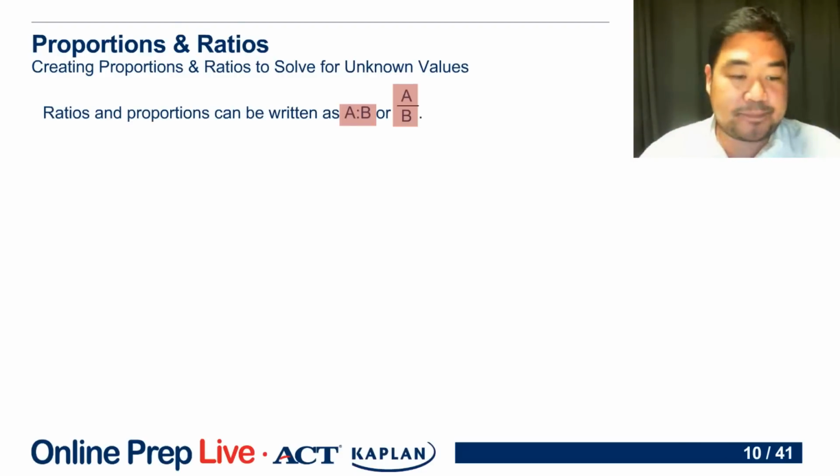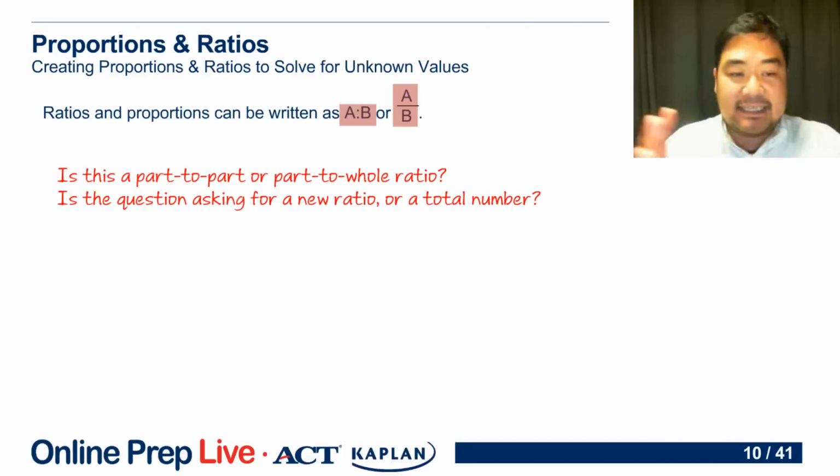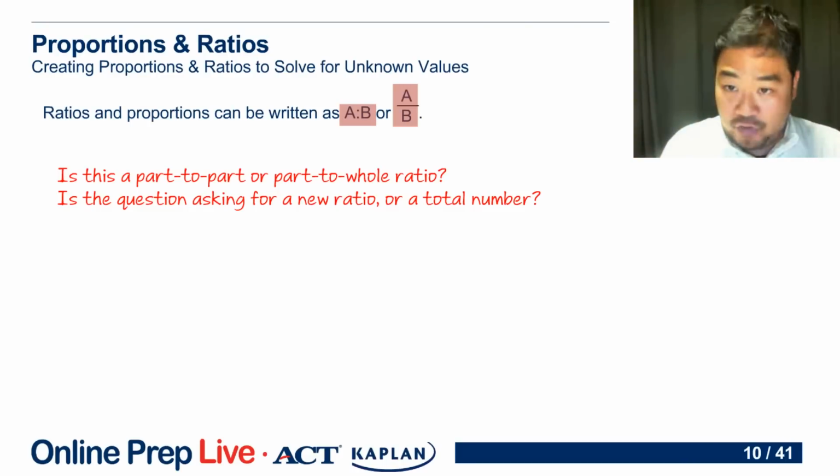So a couple of things you want to ask yourself when you're looking at a proportions question or a ratio question. Is this some sort of part-to-part ratio, or is this some sort of part-to-whole ratio?